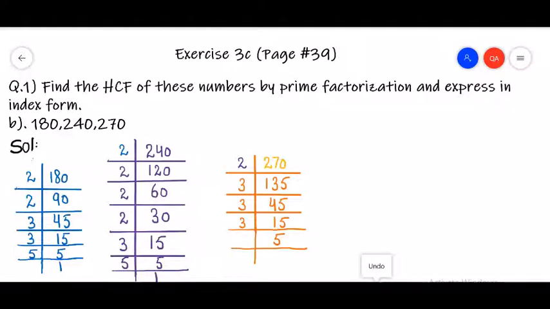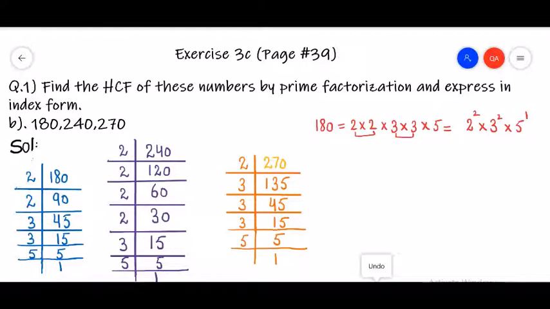Now 5 is a prime number, so it will be divisible by either 1 or by 5. So we can't take 1 as a prime factor because 1 is not a prime number. So we will divide it by 5. So 5 ones are 5.